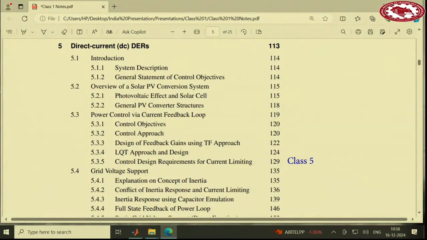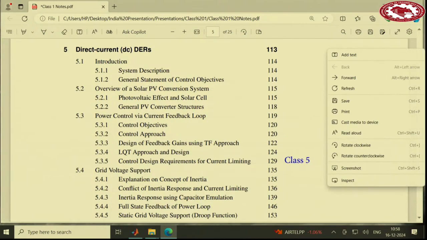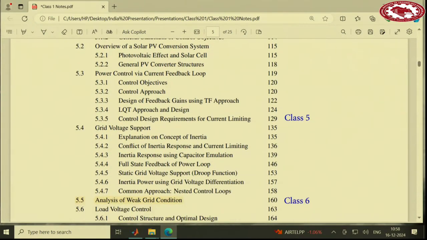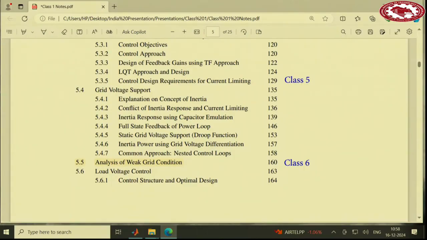So this will be class 5, and then class 6 basically goes into further details of the control, especially on the grid support aspects. This grid support terminology you have probably heard in different forms, also grid forming converters they're called, so inertia and those types of things. So we are going to cover those things in one class.